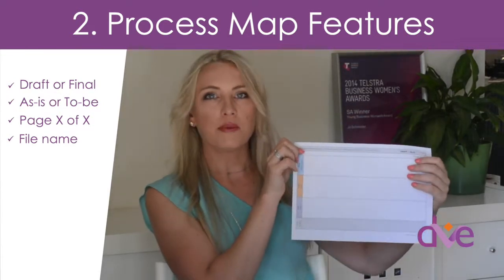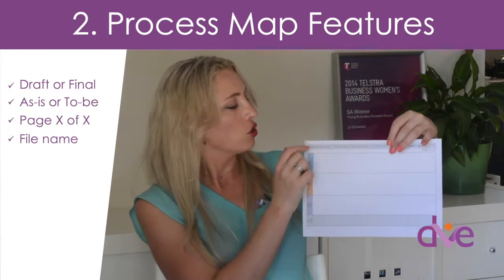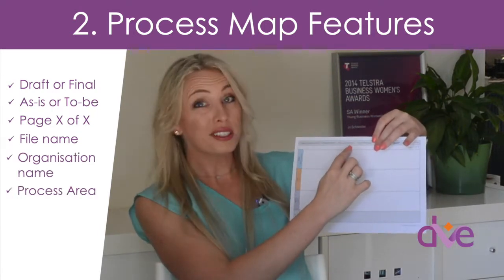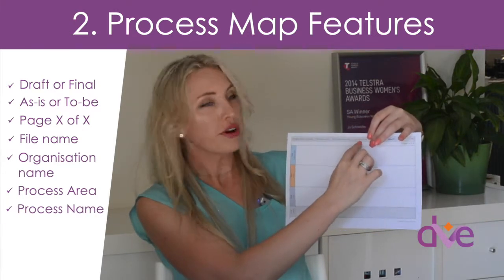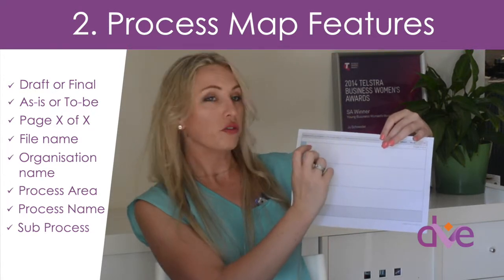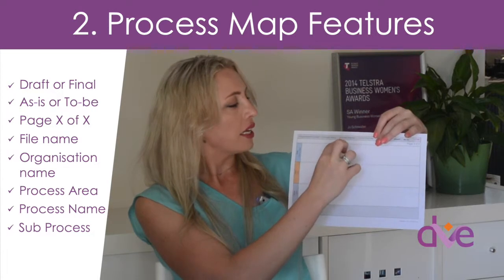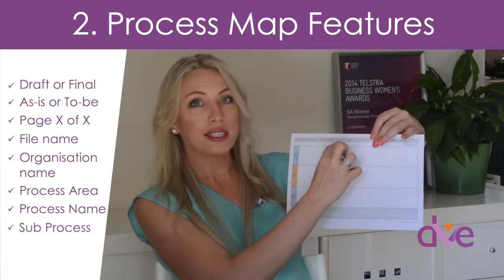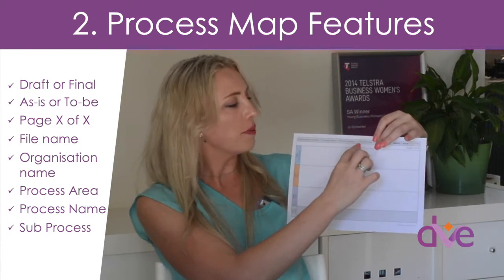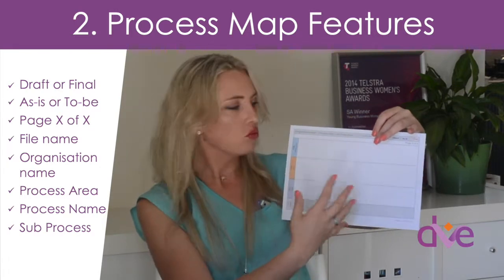We always set up the naming structure at the top of the map in the same structure. So we have the organisation's name, the process area, the process name, and then the numbering and the sub-process. So that might be a particular university, it's the admissions process, it's the processing and admission actual process, and it might be 1.0 getting the application or something.